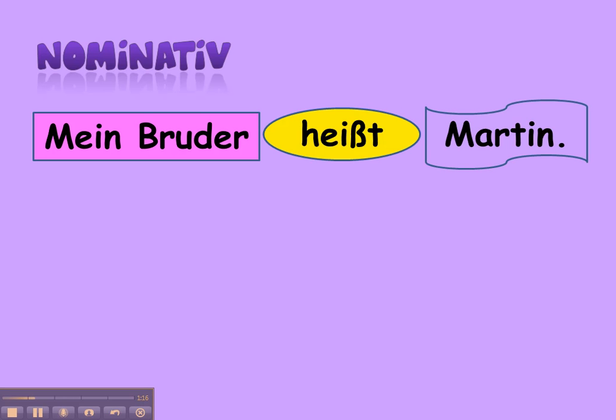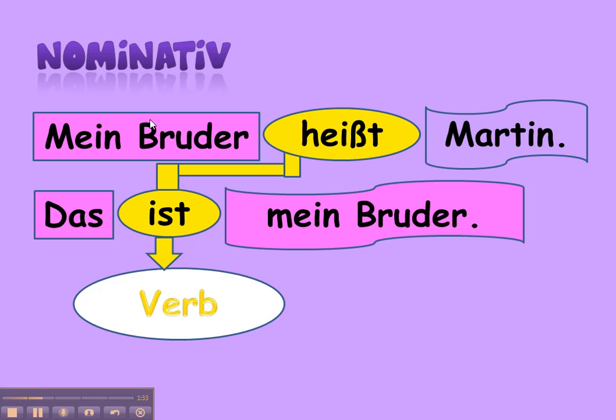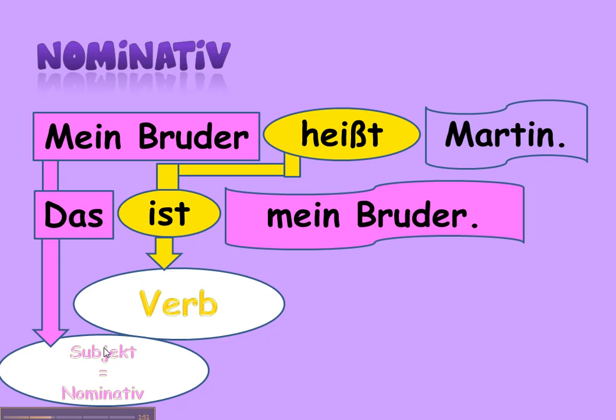Nominative. Mein Bruder heißt Martin. Here, mein Bruder is in the nominative case. Das ist mein Bruder. Both das and mein Bruder are in the nominative case. Let's look and see why. Well, our verb in these sentences is heißt and ist. That's our verb. And the subject of the first sentence is mein Bruder. And we already heard that the subject is in the nominative case. And in this sentence it is das. Okay? So the subject equals the nominative.